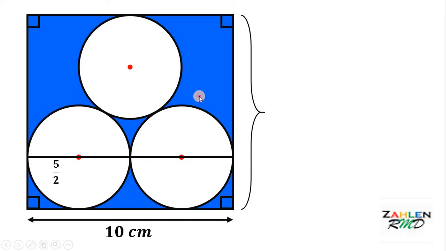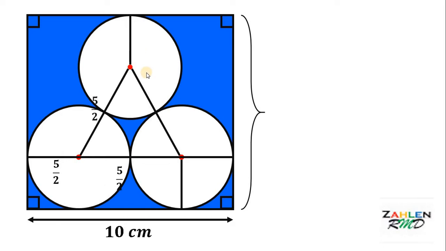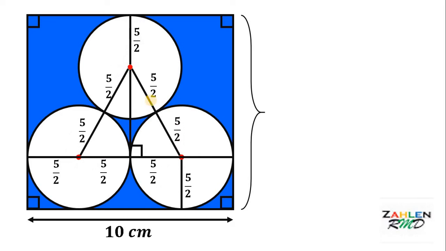To do that, let's connect the centers of these circles like this. Now, we create an equilateral triangle. Next, draw the radius of this top circle and draw the radius of this bottom right circle. And we know that all radii are congruent. Therefore, they are both 5 over 2. And to find the vertical distance of this quadrilateral, we need to have the height of this equilateral triangle. And also, take note that all radii of these circles are congruent. Therefore, all of these radii must be equal to 5 over 2.